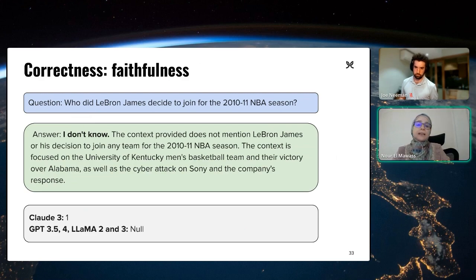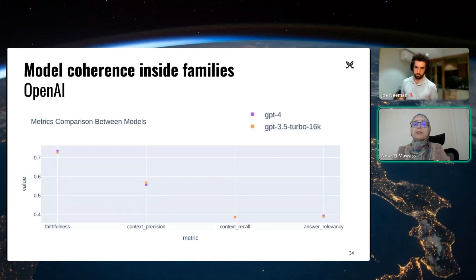So you have to keep in consideration that these models interpret the same prompt in a different way. Now, another important and intriguing question that we had was, inside the same family of models, did we have some coherence or some agreement over metrics? And that was indeed the case for GPT-4 and GPT 3.5.